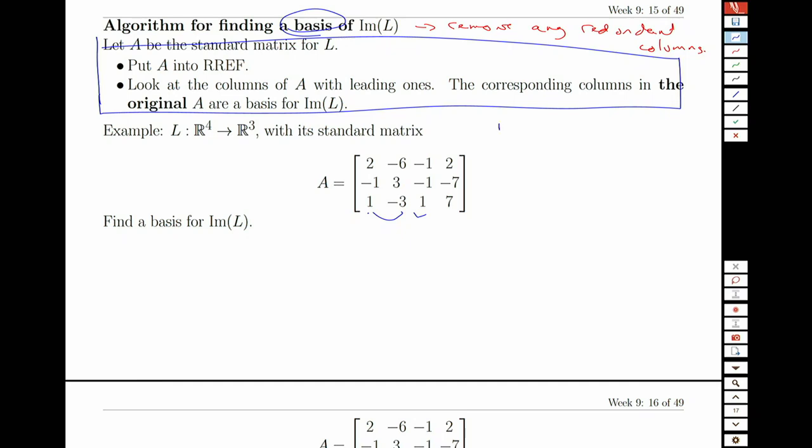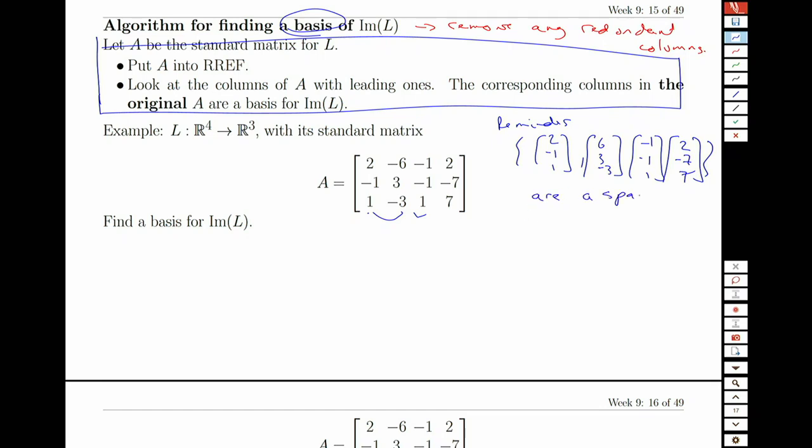So just a quick reminder. The whole set, all the columns, 2, -1, 1, and 6, 3, -3, and -1, -1, 1, and 2, -7, 7, are a spanning set for the image of L. We're just looking for that trimmed down version of a spanning set, the basis. We want to get rid of any redundant ones.